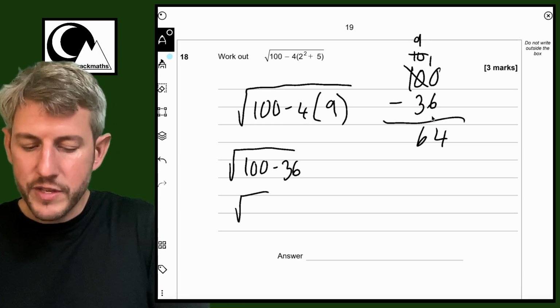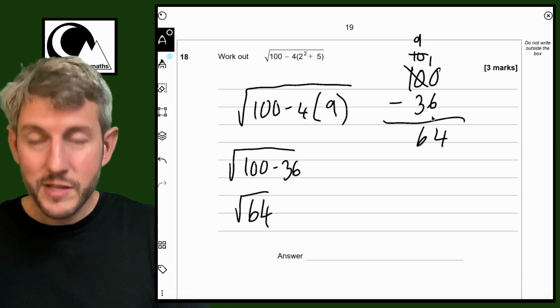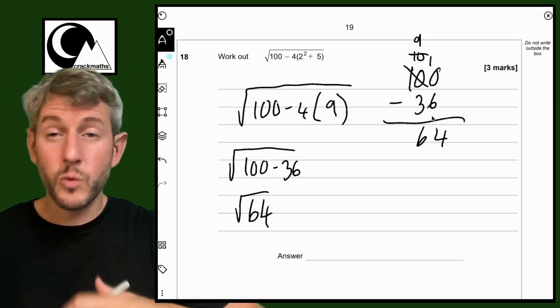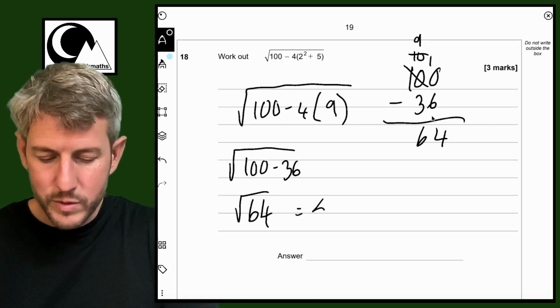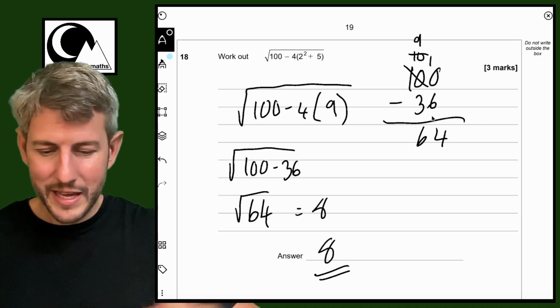So we're now looking for the square root of 64, which we can recognise as a square number. So 64 is 8 squared. So that means the square root of 64 is equal to 8. So there we go. We've got the answer to that question as being 8.